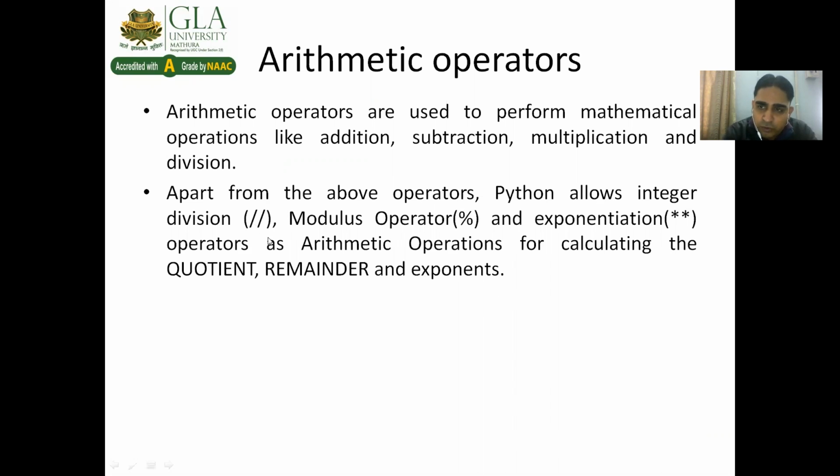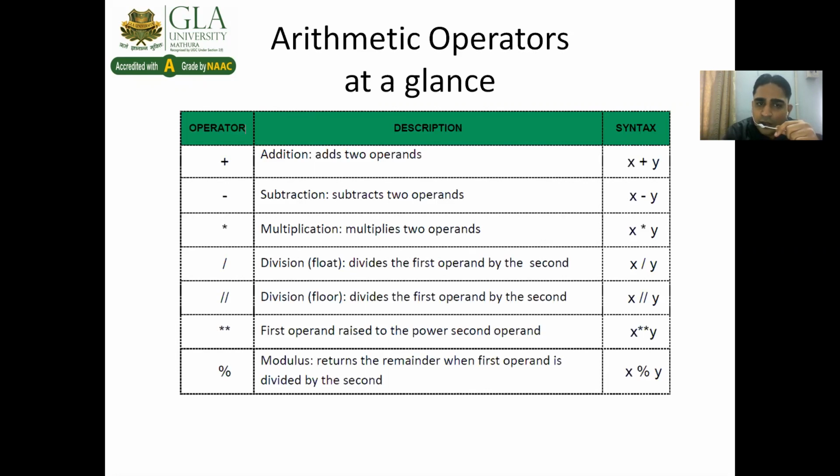It actually gives you the quotient when the dividend is divided by the divisor. It does not give you a value in point. It gives you the quotient, the integer value only. The modulus operator gives you the remainder when one value is divided by the second value, and the exponentiation operator gives you the power, a to the power b. The left is taken as a and the right is taken as b. So the first value that you provide is the base, and the next value that you provide is the exponent, right?